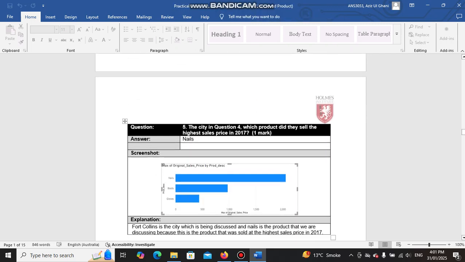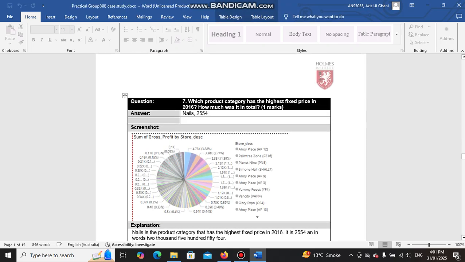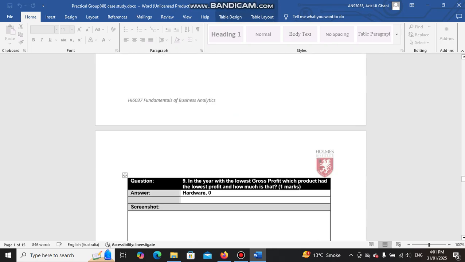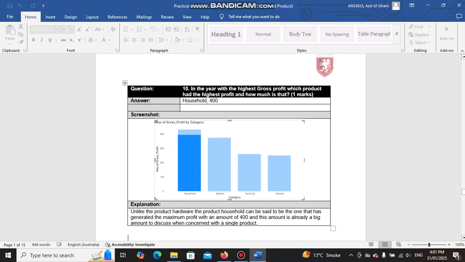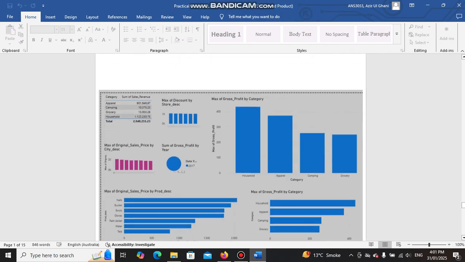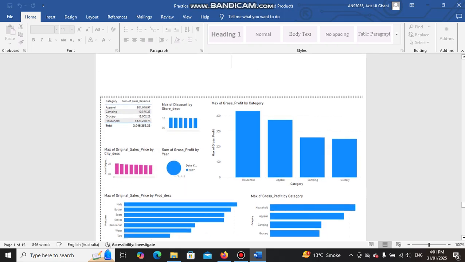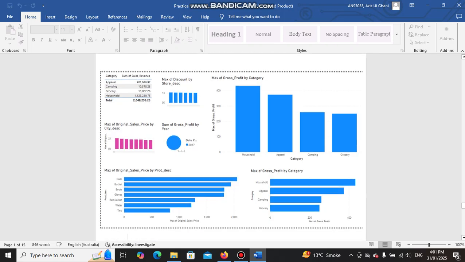Now, the rest of the questions my team member will discuss, and I'll move on to the dashboard. I'll discuss the first dashboard, which we have mentioned in our assignment. It is powered by dashboard. In this dashboard, we have six samples, and we have the sum of sales revenue, in which we have given different categories and calculated their sales revenue.